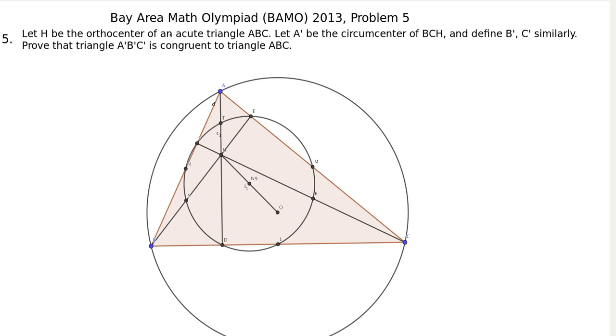So let H be the orthocenter of an acute triangle ABC, and let A prime, B prime, C prime be the circumcenters of triangles BCH, ACH, and ABH. So these three triangles that are cut off. And we want to prove that the triangle the circumcenters make is congruent to triangle ABC.